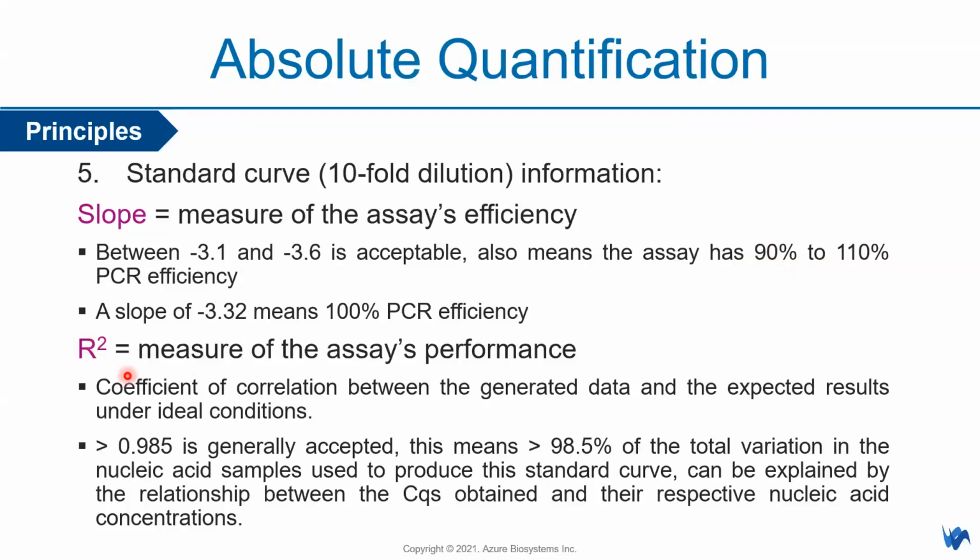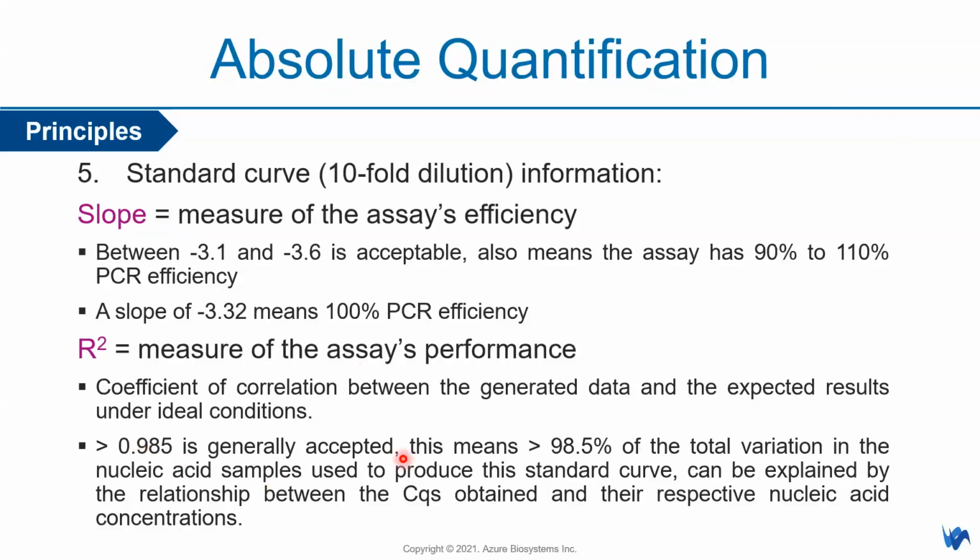R square value is a measurement of the assay's performance. What it means is the coefficient of correlation between the generated data and the expected results under ideal conditions. So above 0.985 R square value is generally acceptable. Depending on the lab, some of your PIs may say, I want the R square value of the standard curve to be above 0.995. So this is how you decide the cutoff based on your own experiment. But in general, 0.985 is okay.